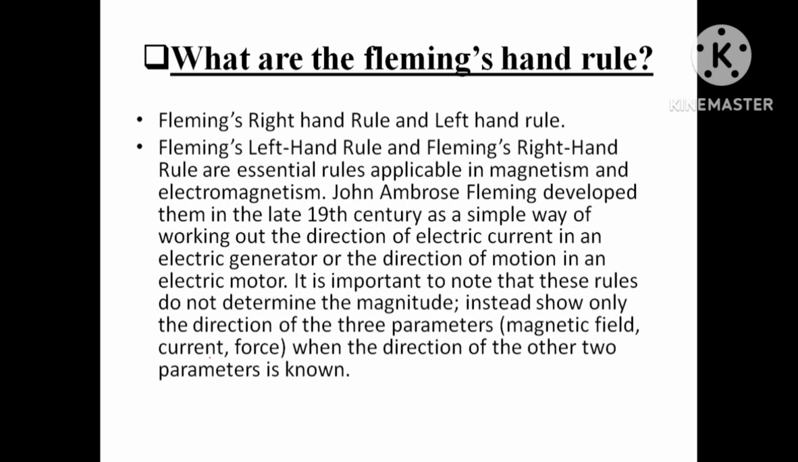It is important to note that these rules do not determine the magnitude of the electrical current induced, or the amount of force or thrust induced in motors. Instead, they show only the directions of the three parameters: the magnetic field direction, the current direction, and the force or thrust direction. If the directions of two parameters are known, then we can find the third parameter. That is what these rules state.